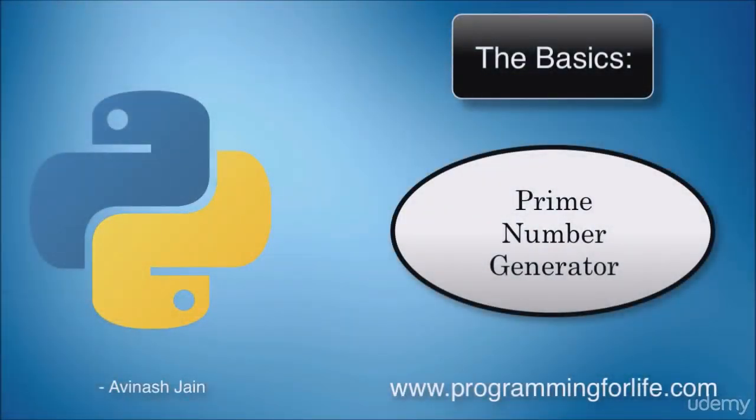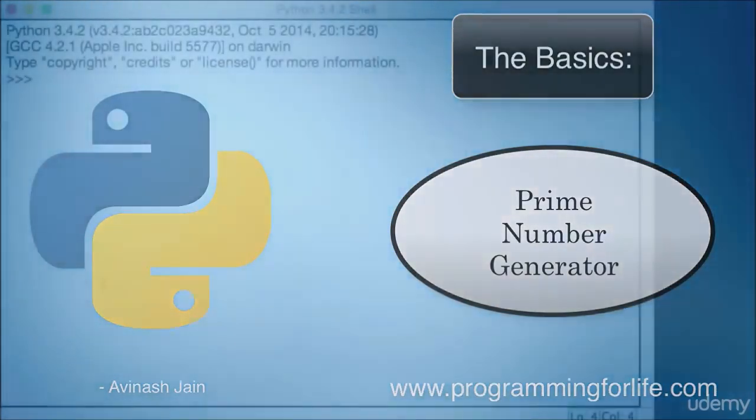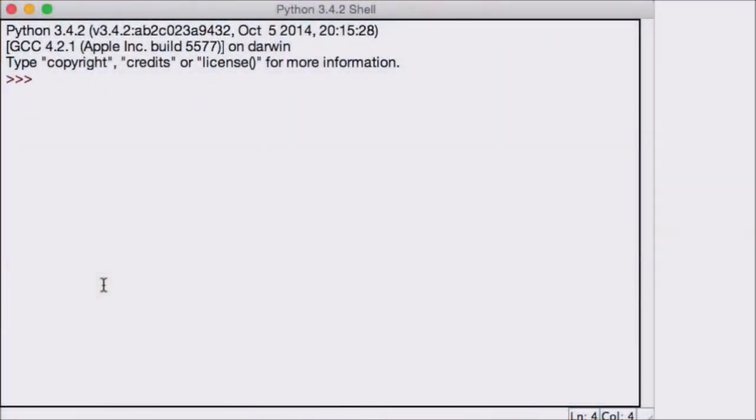Alright, so today we're going to be creating a very simple prime number generator. And in this prime number generator, all we want is the first 10 prime numbers. So I know that the 10th prime number is 29. So I'm going to generate numbers from 2 to 30. So for i in range 2 to 30.